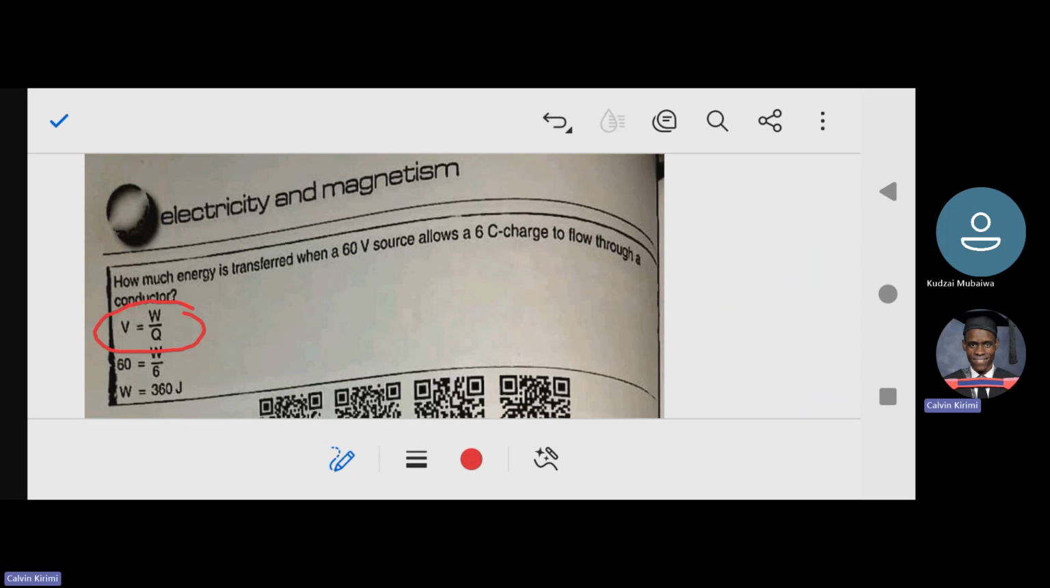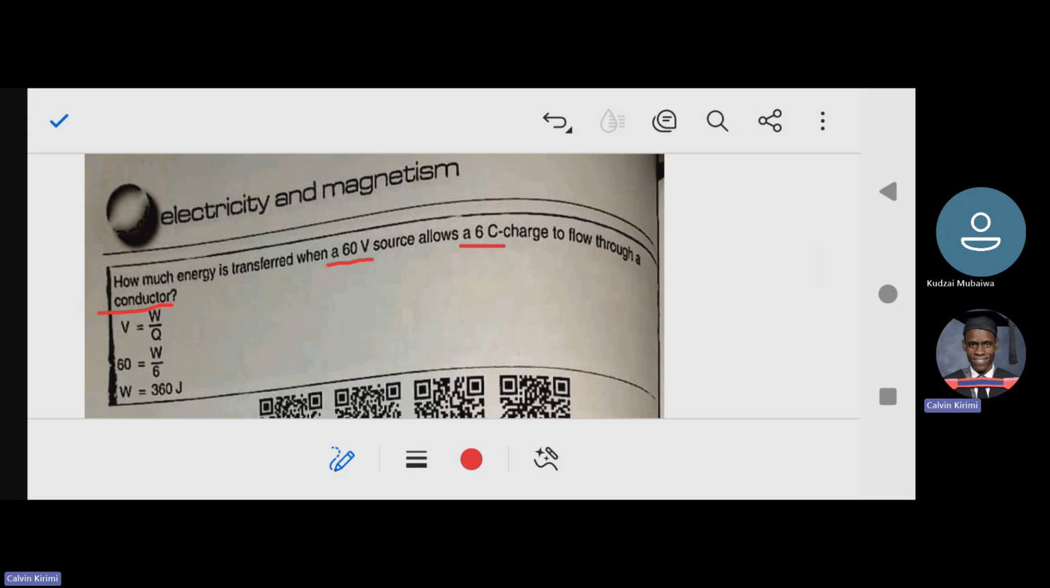But anyway, let's go to the question. It's saying, how much energy is transferred when a 60-volt source, this is the charge in coulombs, flows through a conductor. A conductor is any material that can allow electricity to pass through.